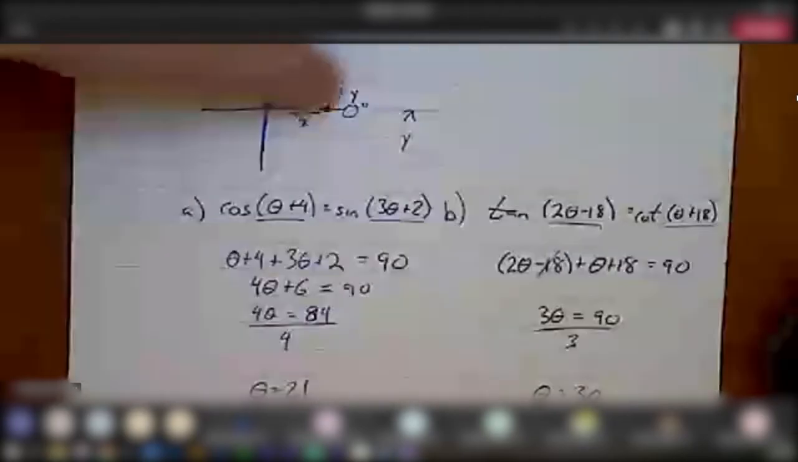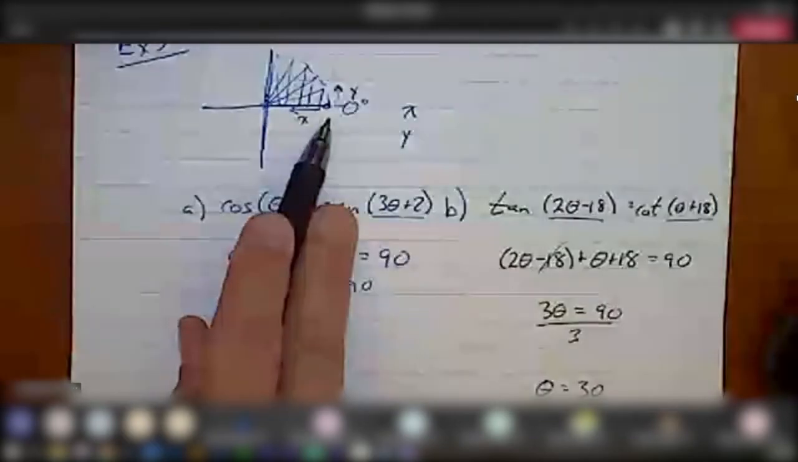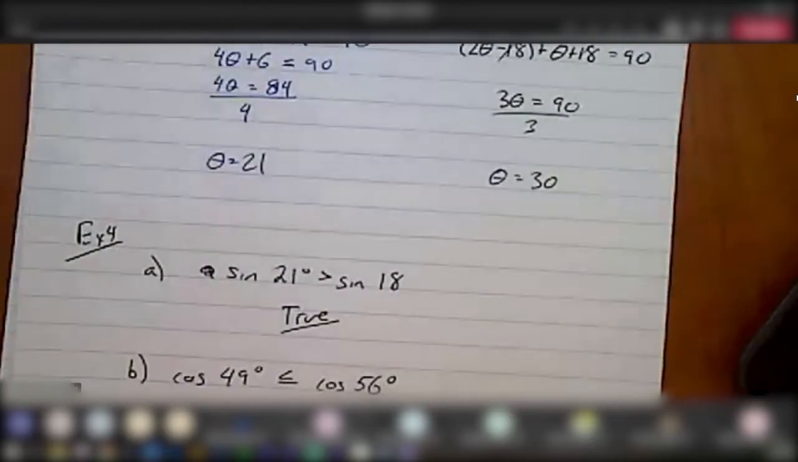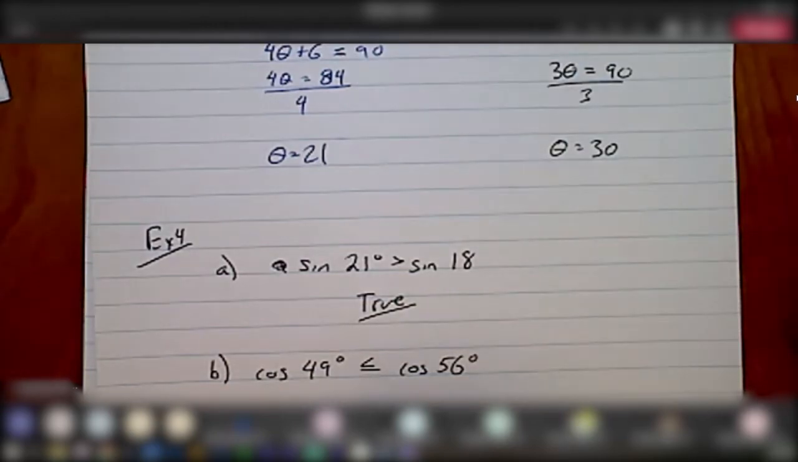The only way that y can get bigger is to rob from somebody. So as y is increasing, we know this x value is decreasing. As the angle gets bigger, x gets smaller. So is cosine of 56 more than cosine of 49? No, it is not. This one is false. Does that make sense? Bigger the angle, bigger the y. Smaller the angle, bigger the x.